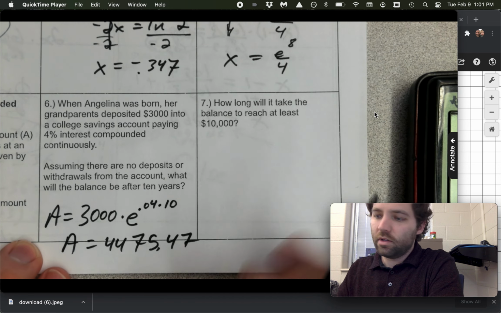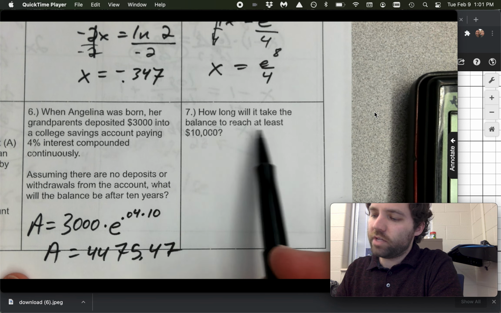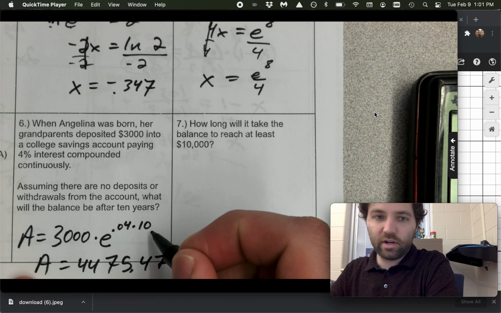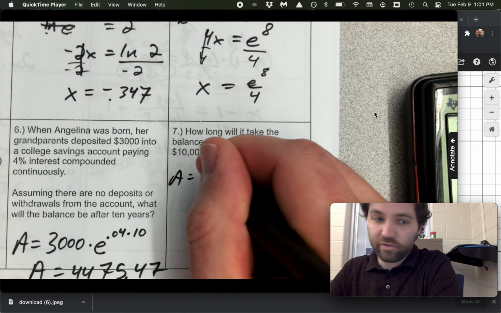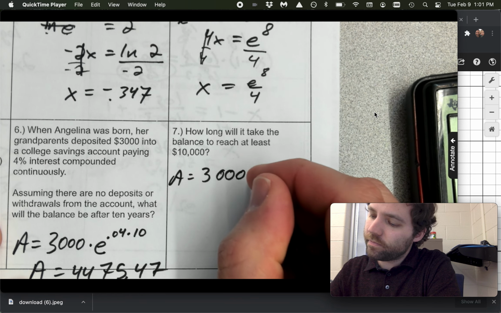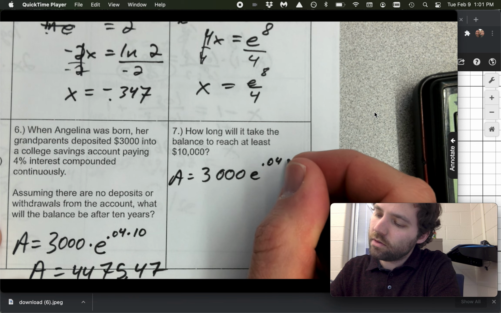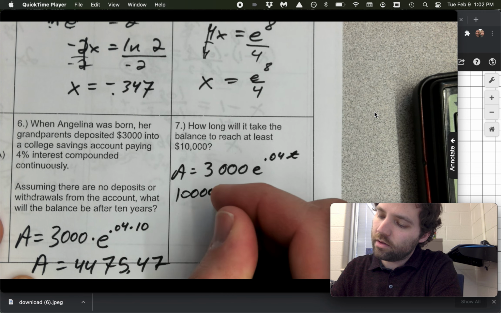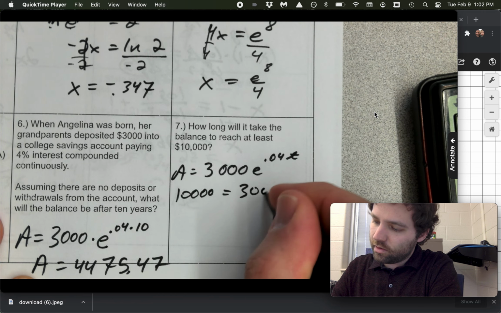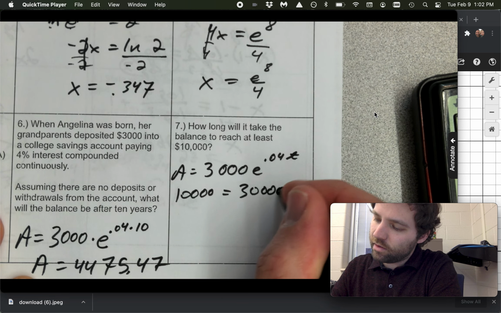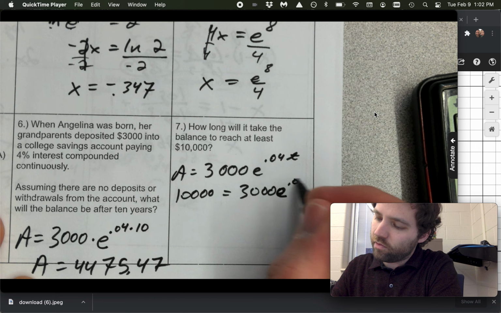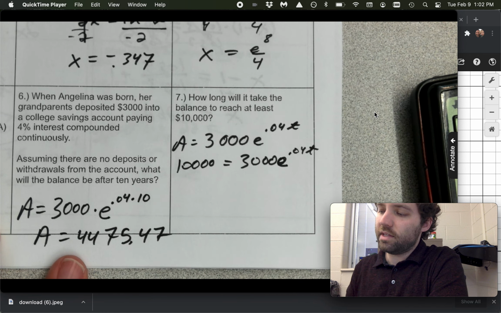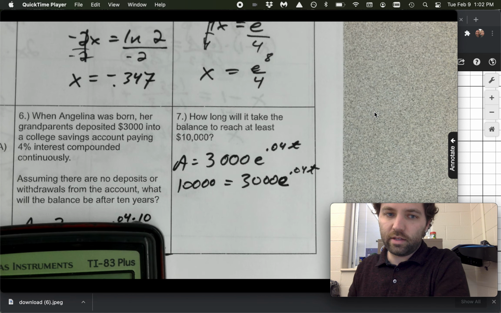All right. Okay. How long will it take for the balance to reach at least $10,000? So what we need to do is take this expression, and what we're trying to figure out is time. We want to know after how long. We're just going to leave t in there. Now you can do this, so 10,000, and actually that was 30,000. So 3,000 times e to the 0.04t. So you can solve this equation if you want. That's one way to do it. Probably the easiest way is just to use your graphing calculator, and that's probably the most realistic way.